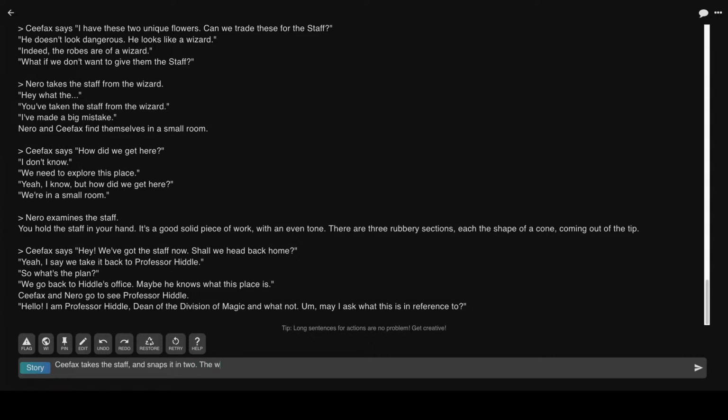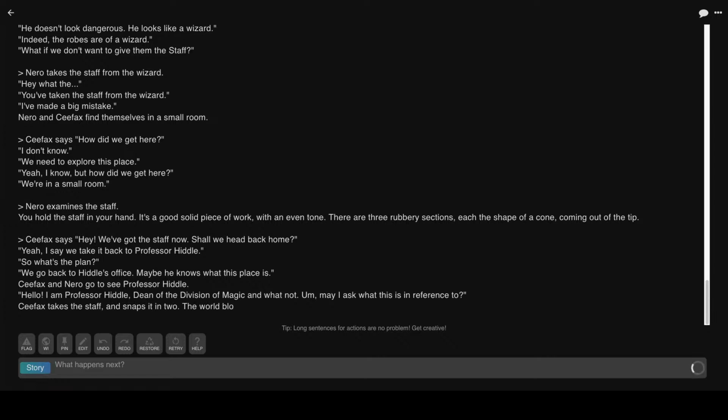Cefax takes the staff and snaps it into the world blows up. Cefax is killed instantly and you suffer major head trauma. The only thing you can make out is a dragon. Well, that's a very sad ending.